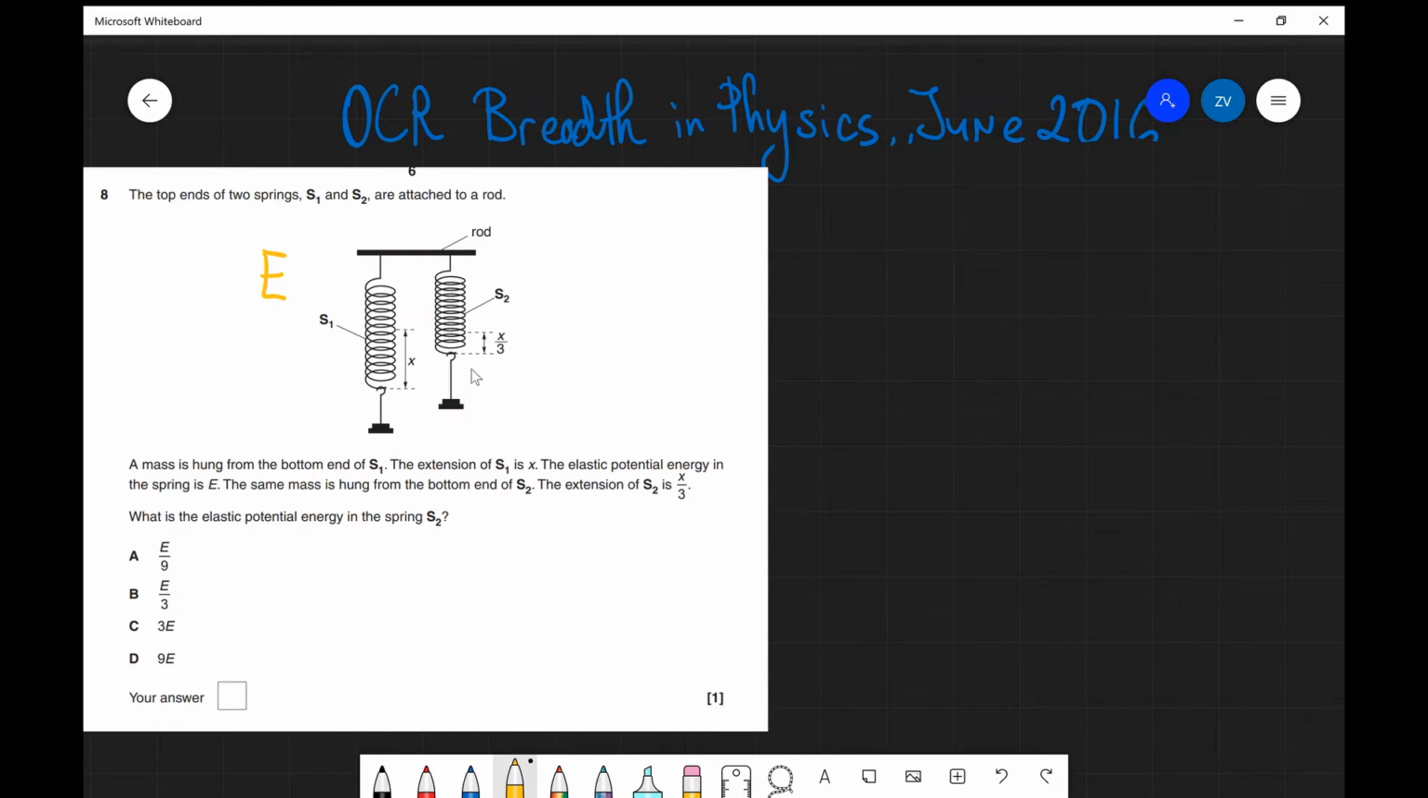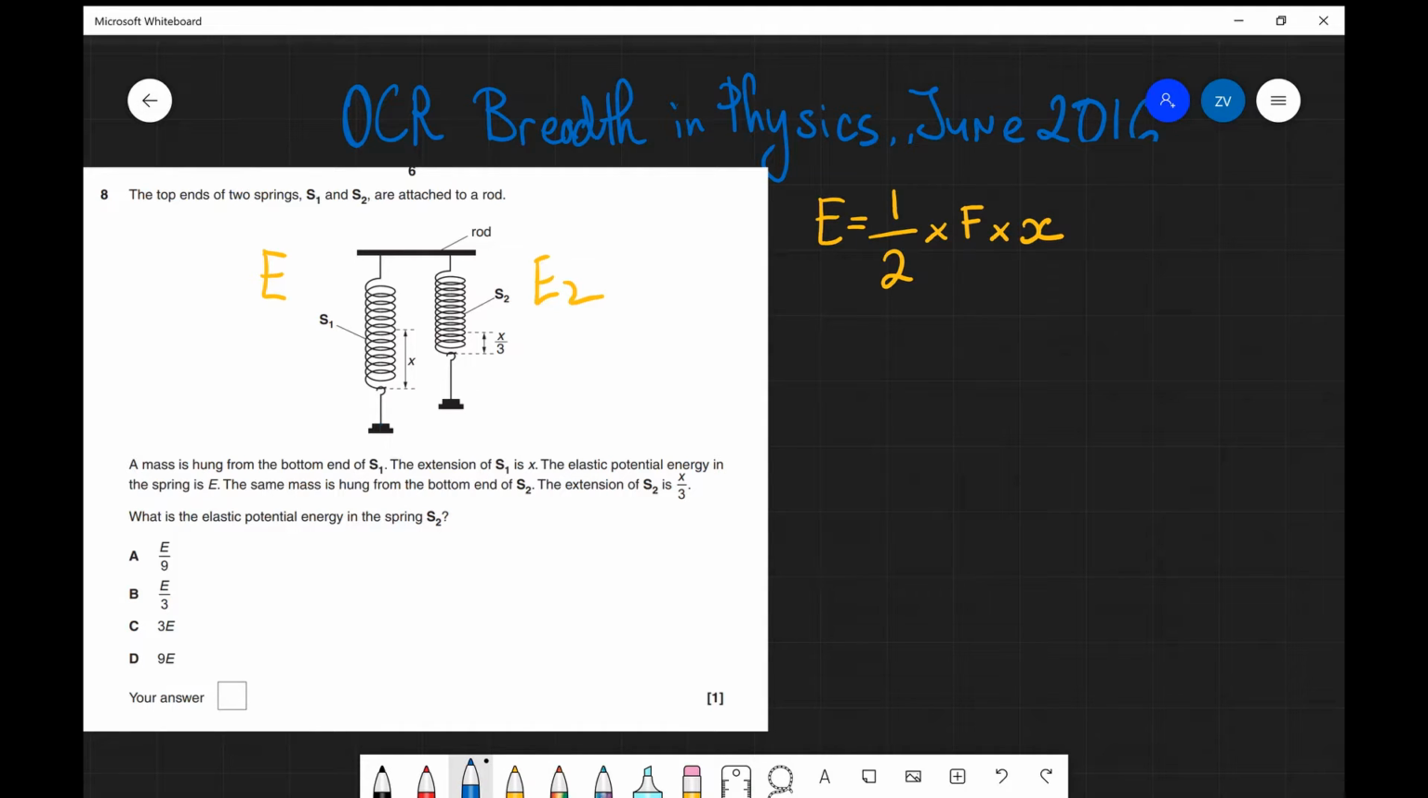Okay, well, just to make life a little bit simpler, let's call that E2. Let's write what we know. We know that the potential energy E is equal to half multiplied by the force multiplied by the extension. In this case, the force is the same because it's just the force due to the weight that is going to be the same for both of these objects.